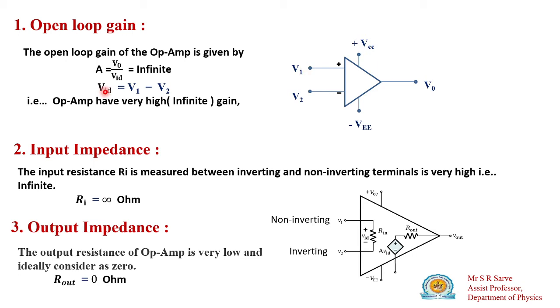So VI difference means V1 minus V2. And what is the output? VO. So what is the gain of this operational amplifier? It is the ratio of output divided by the difference between two input signals, the signal at the inverting terminal and the signal at the non-inverting terminal. We will take non-inverting first, then inverting has a negative sign.